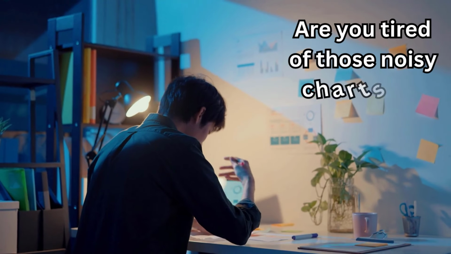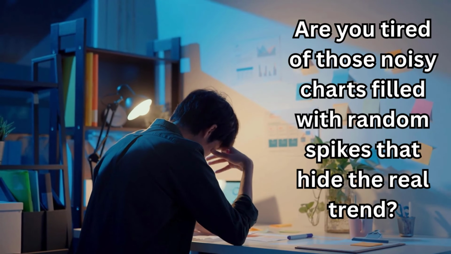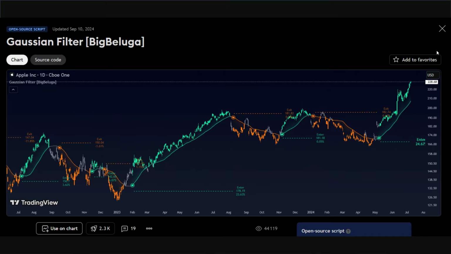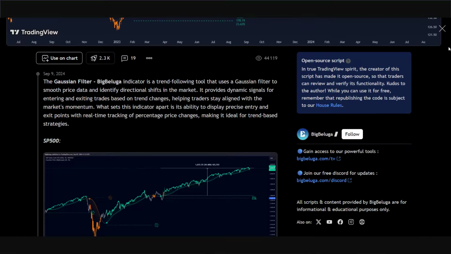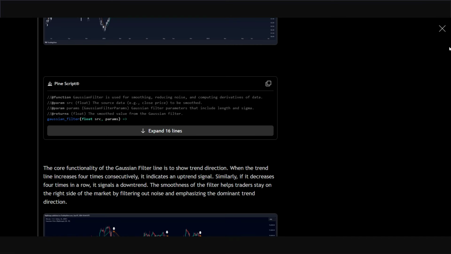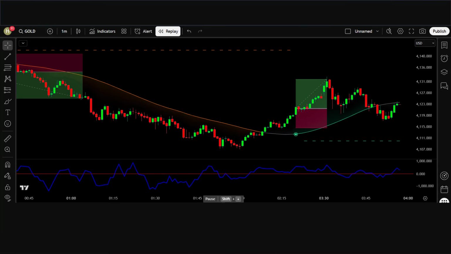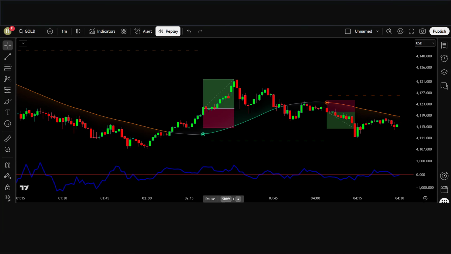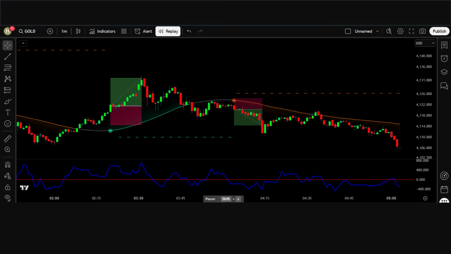Are you tired of those noisy charts filled with random spikes that hide the real trend? The Gaussian filter indicator on TradingView smooths out that noise and gives you a clean, crystal clear view of market direction.